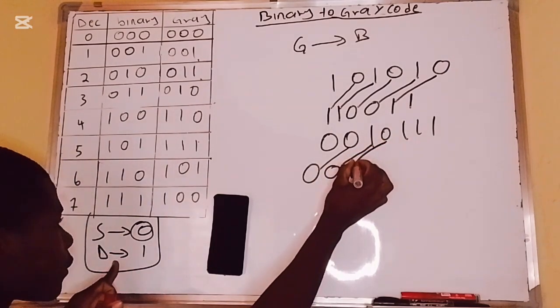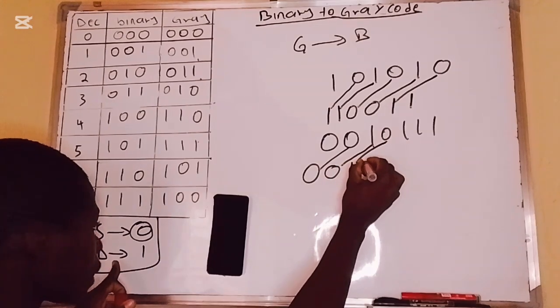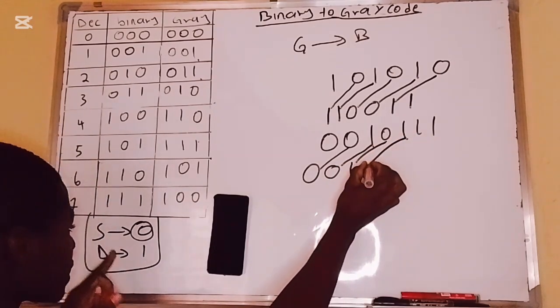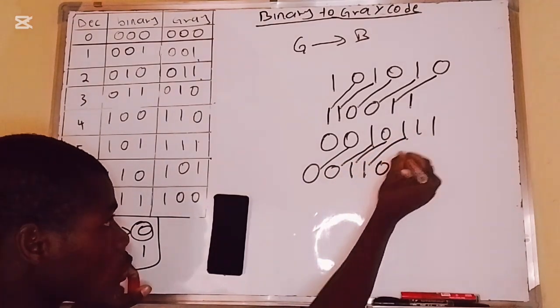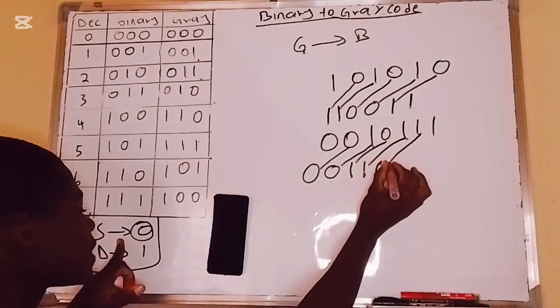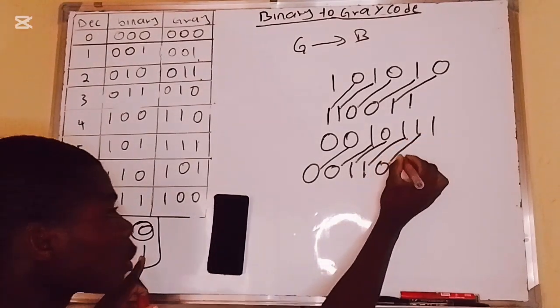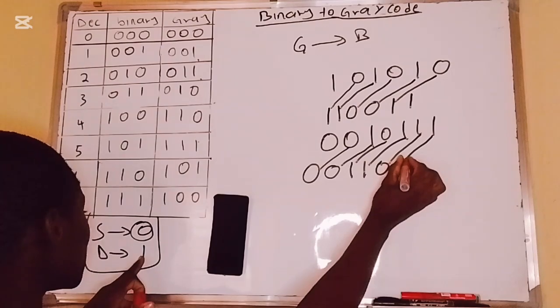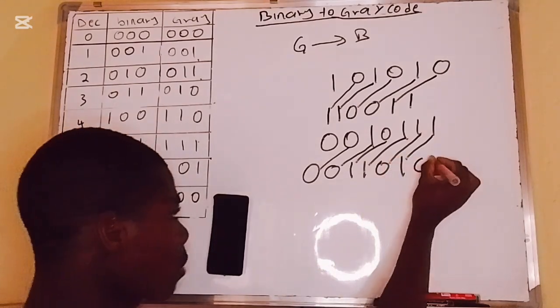This and this, are they the same or different? They are different, which is 1. This and this are the same, which is 0. This and this, are they the same or different? They are different, it will become 1. So this 1 and 1, are they the same or different? They are the same, it will become 0.